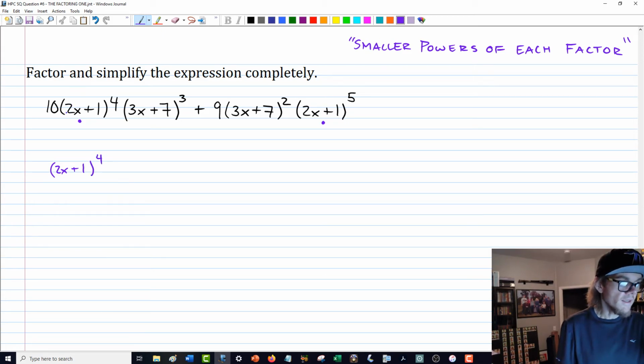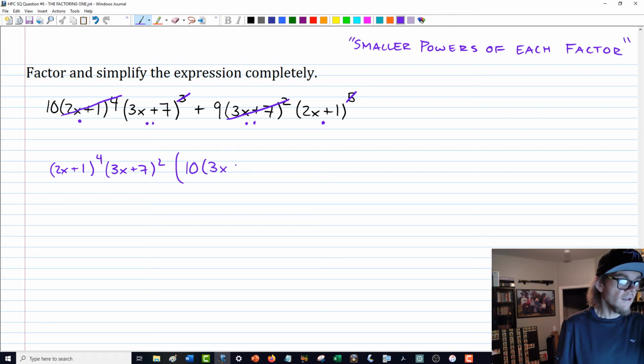Next, well, and let's think about that. If we pull out 2x plus 1 to the 4th, all of them go away, and 4 of them go away, leaving us just 1. There's our first factor. The second factor is 3x plus 7 to the 3rd and 3x plus 7 to the 2nd. The smaller power is 3x plus 7 to the 2nd. That means that both of these will come away, and 2 of the 3 will go away, leaving us just 1. That leaves us with 2 products to add together.